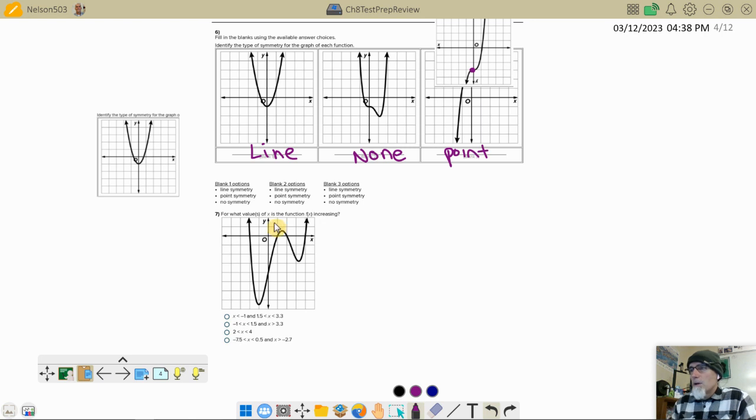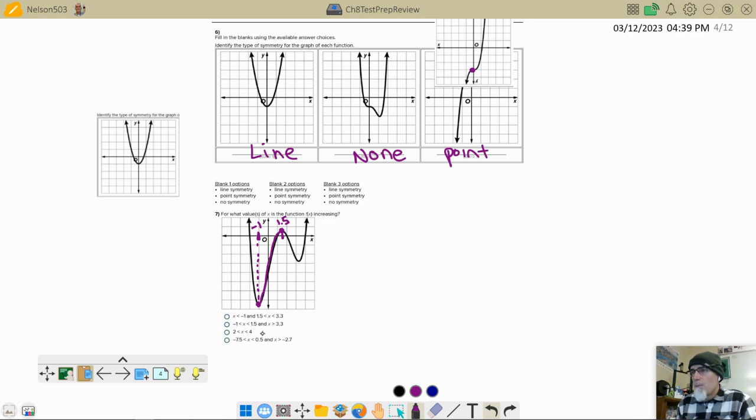Coming down here, for what values of x is the function increasing? Okay. Increasing means from left to right, it's going up. So it looks to me like it goes up from this x value right here to this x value right here. They're wanting us just to report the x values over which the function is increasing. So it looks to me like from -1 to about 1.5. So if I come down here and look at my options, from -1 to 1.5, ooh, this is looking the best right here.